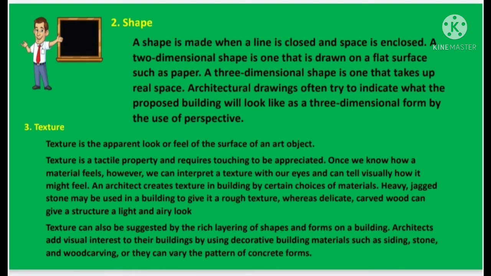An architect creates texture in a building by certain choices of materials. Heavy jagged stone may be used in a building to give it a rough texture, whereas delicate carved wood can give a structure a light and airy look. Texture can also be suggested by the rich layering of shapes and forms on a building. Architects add visual interest to buildings by using decorative building materials such as siding, stone, and wood carving, or they can vary the pattern of concrete forms.